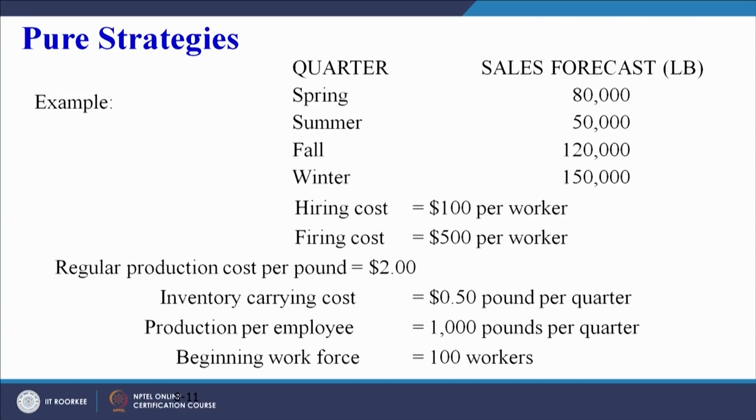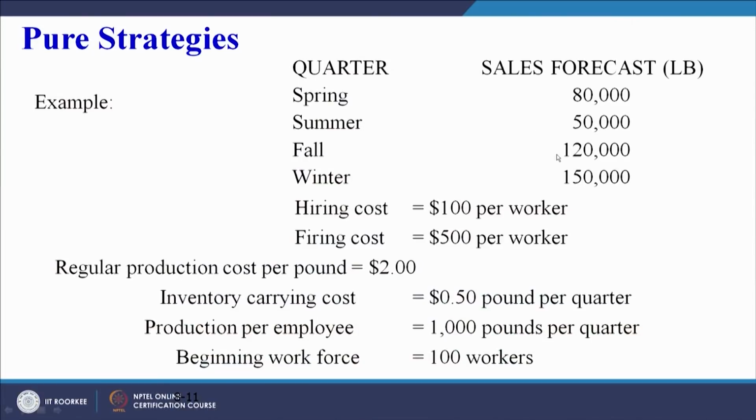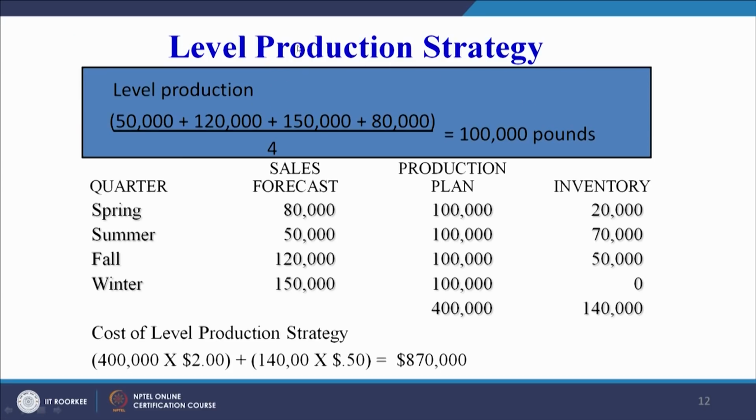Now what is the problem? The problem is that we have to satisfy this demand. We have to plan our production in such a way that this demand is satisfied over a period of time, or for a one year period. Now one strategy can be level production. In the level production strategy, we will produce uniformly all round the year.